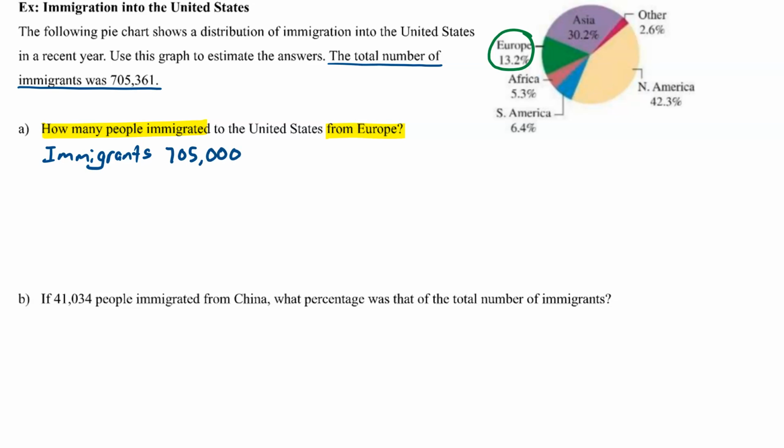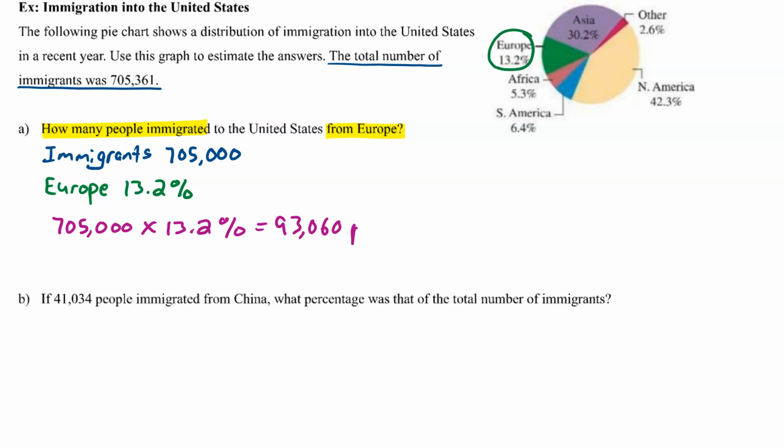And those from Europe make up 13.2%. So multiplying the total number of immigrants by the percentage from Europe, we find that there are approximately 93,060 people that came from Europe.